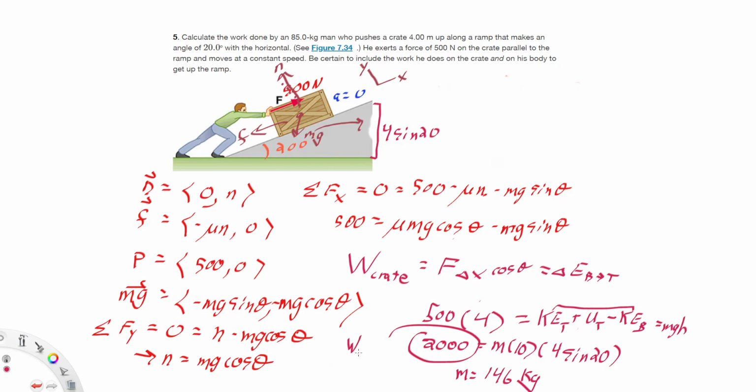So this is the work on the crate. Then we have to compute the amount of work that the person did on themselves. So the work on the person is going to be equal to a force applied over a distance, which will cause a change in energy. Since we were already given the mass of the person, it's easiest to just compute their change in energy. So mass of the person, gravity, h.